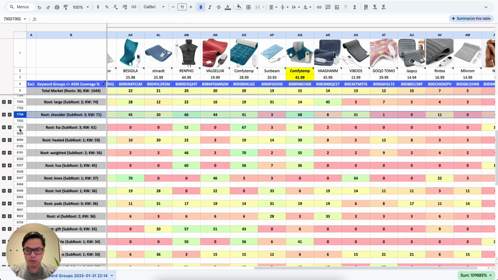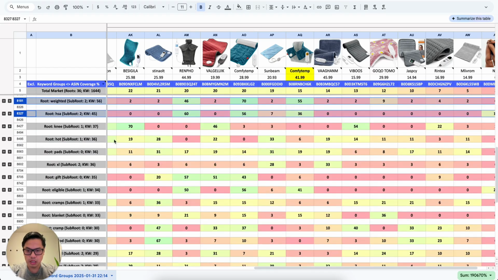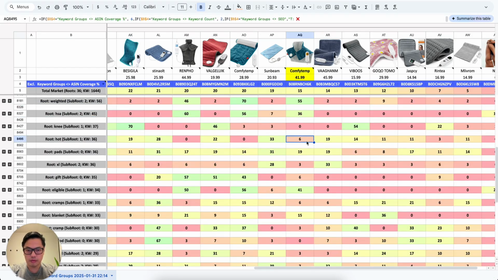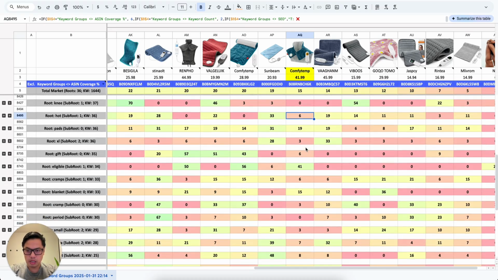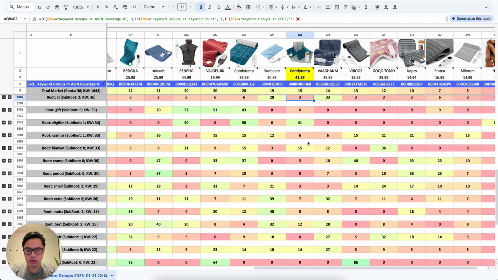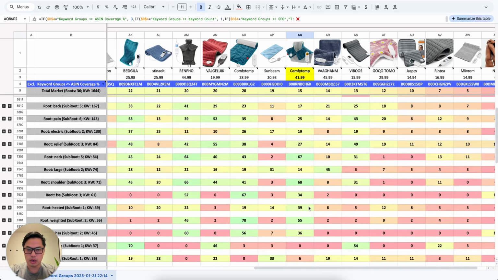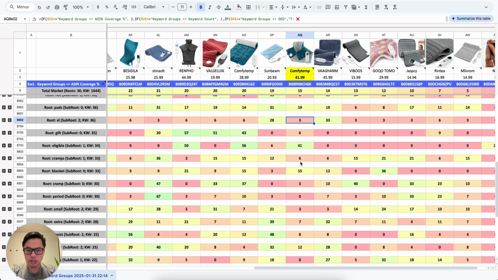We know about FSA, they're doing well. Weighted, they're doing well. Heated, HSA, we know. They don't have much exposure for hot, so maybe that's an angle that we can do. XL, they're not considered XL, so I assume they're also not big on large. Cramps, they're not big on, but I can see that their product doesn't match the word cramps.